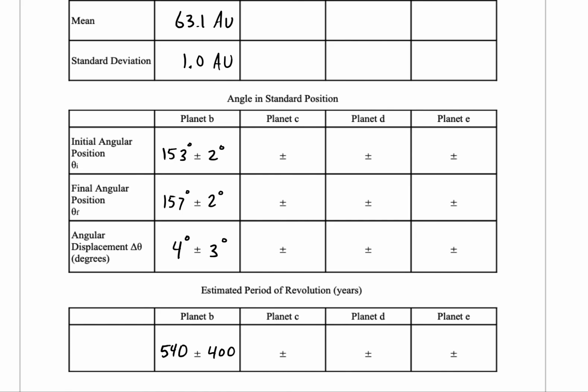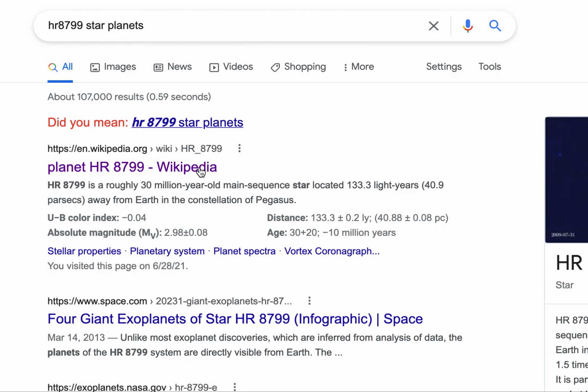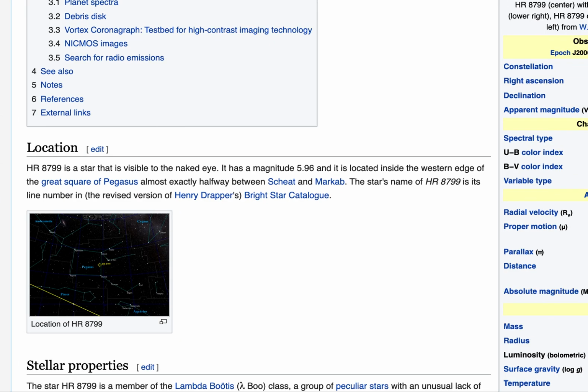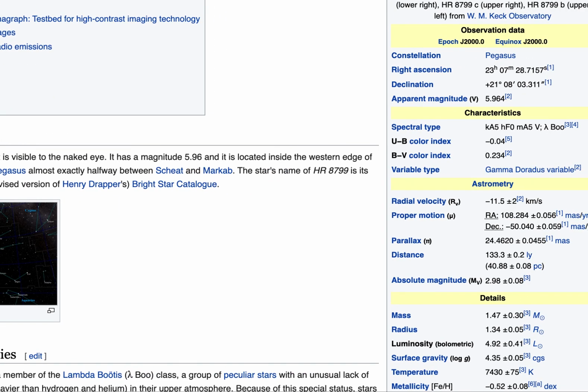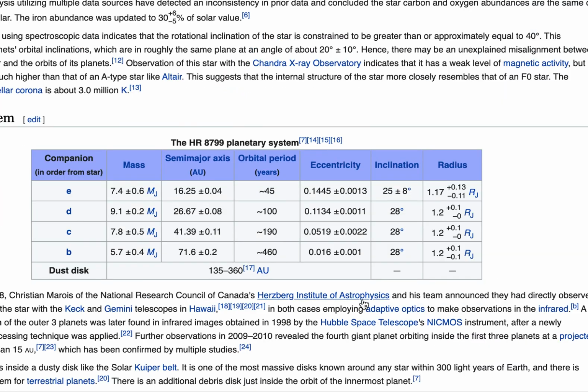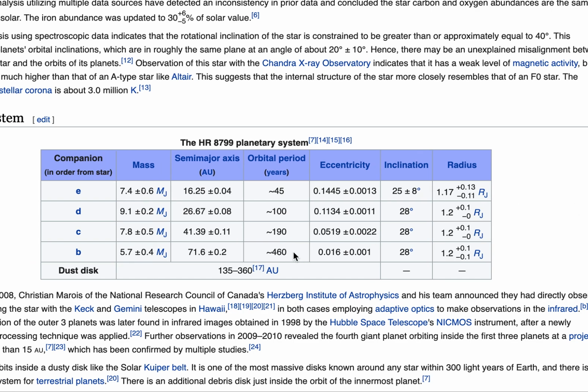Let's see what the actual period for that planet is. All right, they give a lot of information here about the star. Here's its planets. Oh, there we go. There's the period. Look at that. 460 years is what they're saying the accepted value for B is. I said 540 according to my calculations. So that's not too bad.